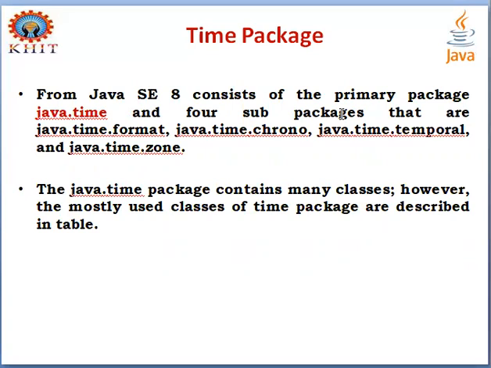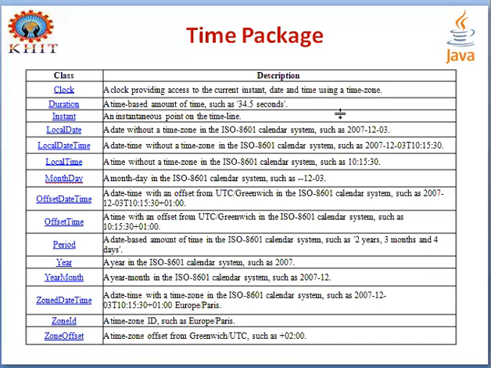So this time package contains many classes. Okay, so all these classes have been listed down in the table. You can see a table with a class name and its description. There are so many different classes. There is a class called Clock. What that Clock will provide you is a clock providing access to the current instant, date and time using a time zone. Okay, next, Duration.